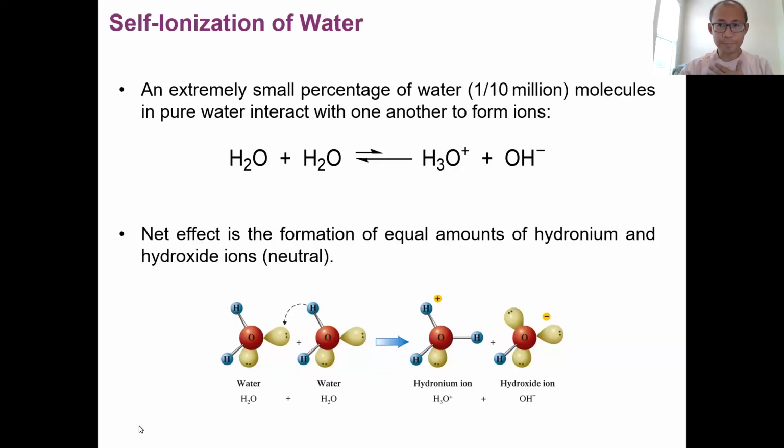Hi, everyone. Let's continue on chapter 10, part 2. In the first part, we talked about the basic theories of acids and bases, what they are, and also we talked about the reactions between an acid and base. If you have a hydroxide base, the products will be water and a salt.